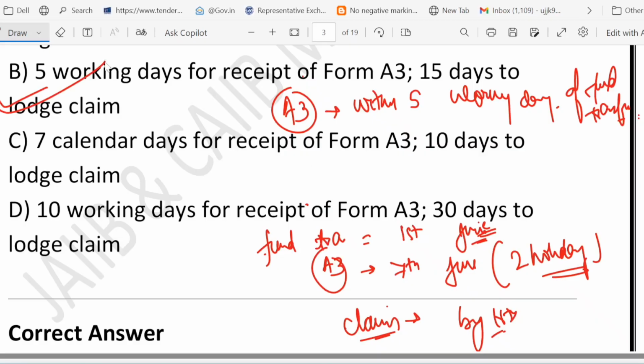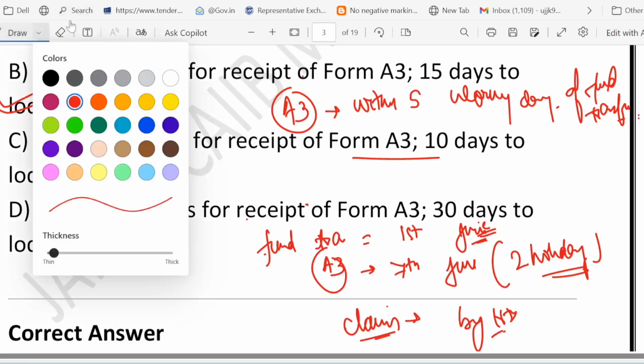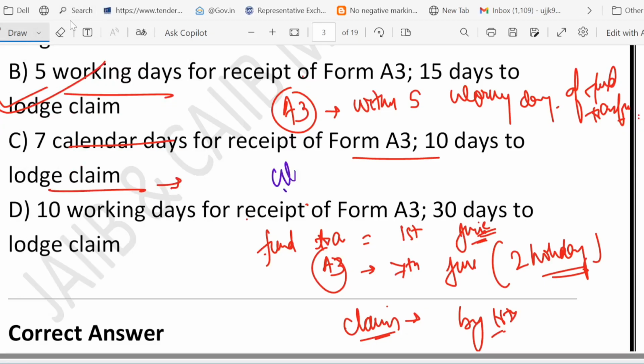What about option C? 7 calendar days for receipt of Form A3, 10 days to lodge the claim. See, here the words calendar day also matter. Working day and calendar day are different. Calendar days include weekends also. This makes it confusing, but the rule clearly says working day, not calendar day. Also, the 10-day claim period is shorter than what the federal law allows.